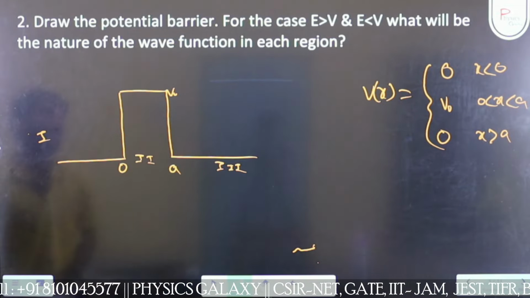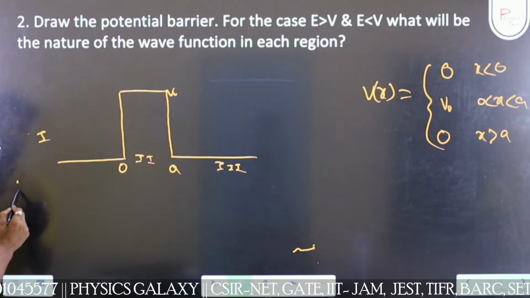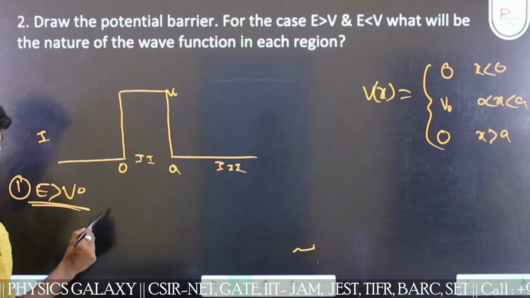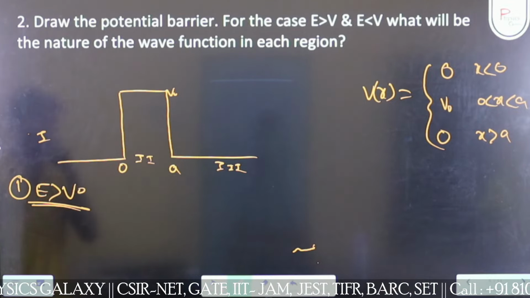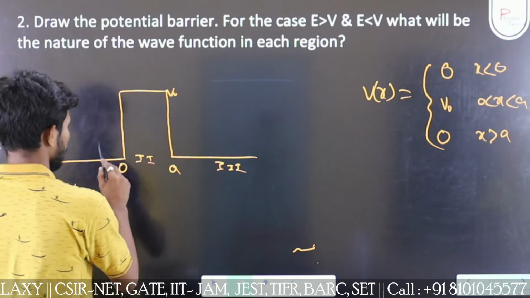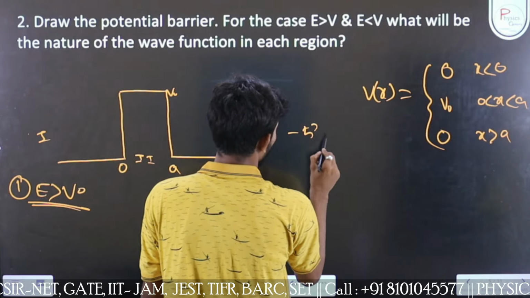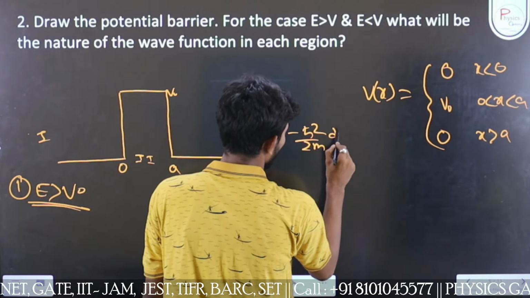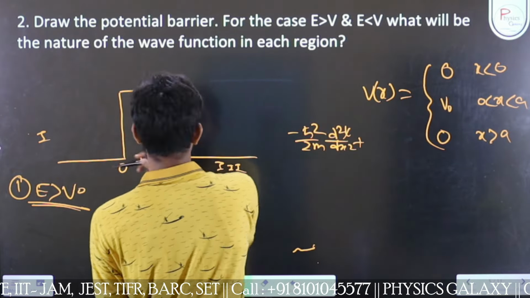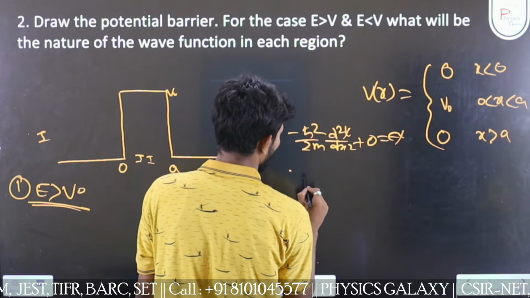They asked me what will be the nature of the wave function for the case E greater than V naught. If we take energy more than the potential, then what will be the nature of the wave function in each region? So in this region, if we solve the Schrodinger equation, minus h cut square by 2m del 2 psi del x2, where the potential is 0, is equal to E psi. So we will get sinusoidal nature.